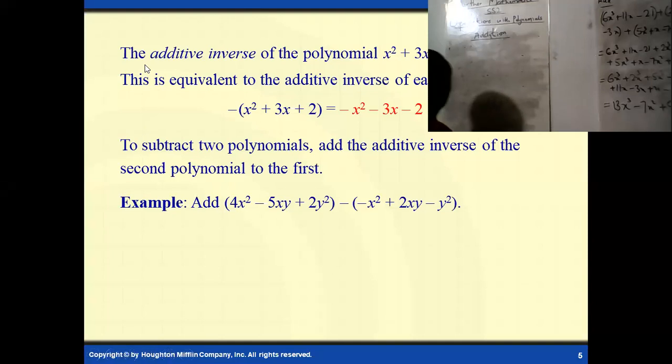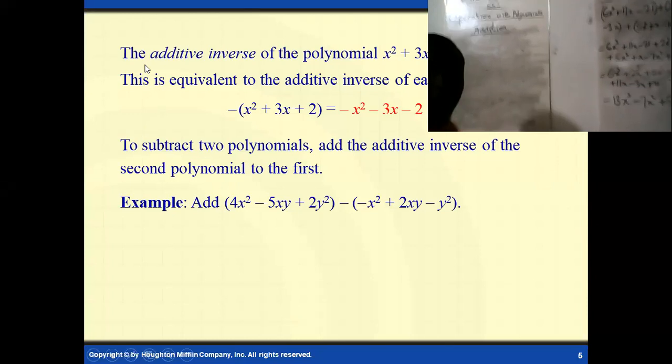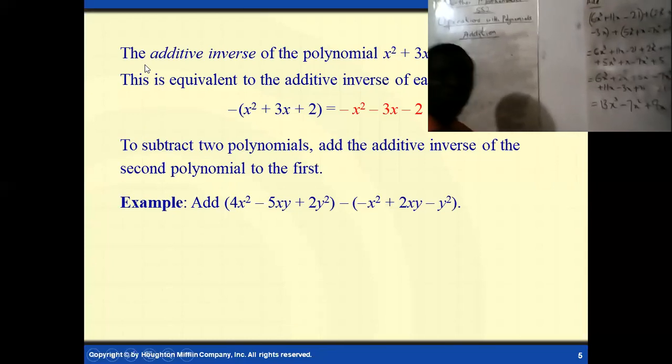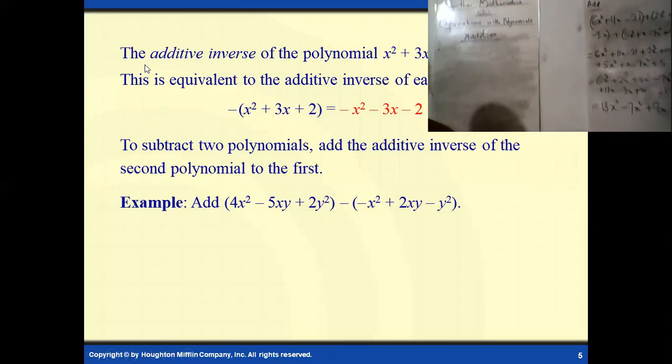I want you to know there is what we call an additive inverse of a polynomial. Additive inverse of a polynomial is just extracting the minus out, because there are times that you might need to extract minus out. It makes your work easy.